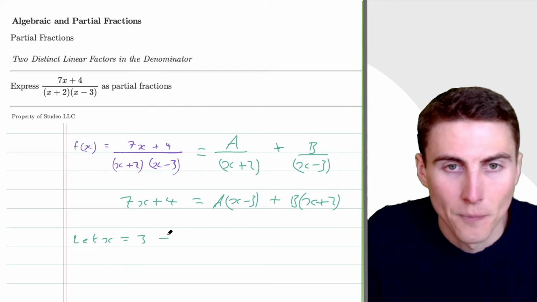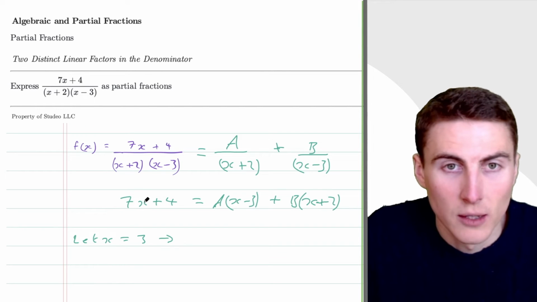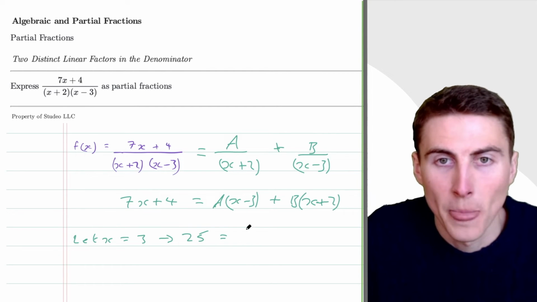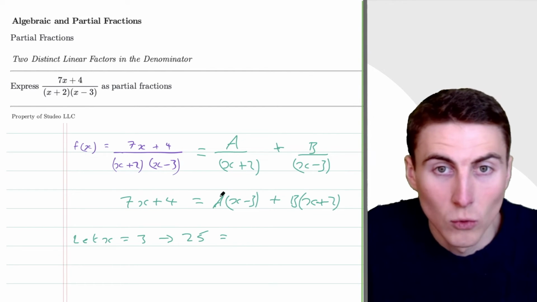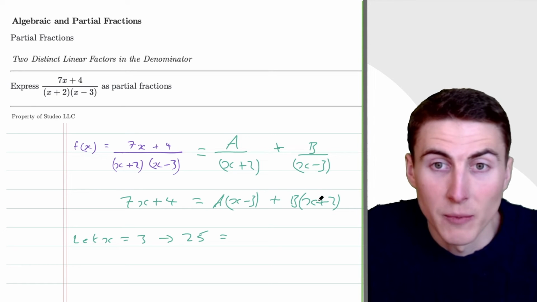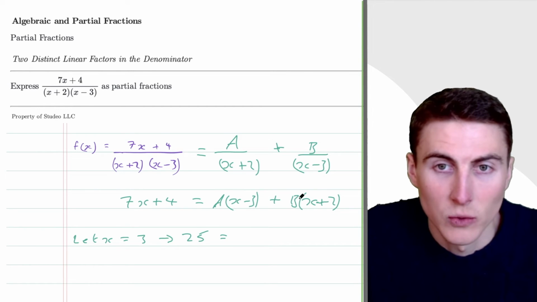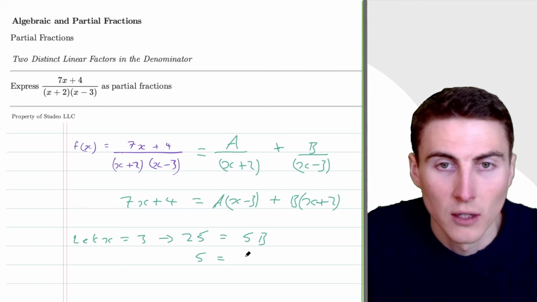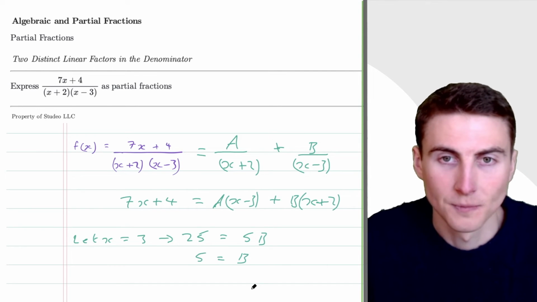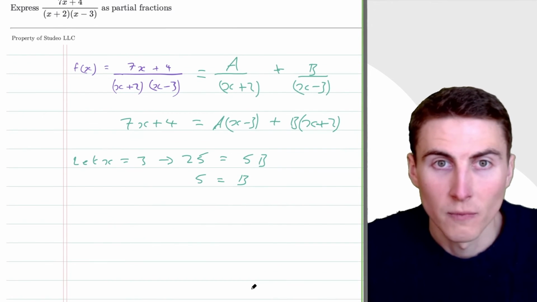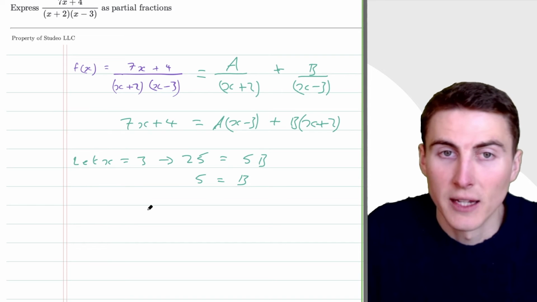So if we do that, 7 times 3 is 21. 21 add 4 is 25. So the left-hand side will be 25. Over here, this will all cancel out. And this bit here, 3 add 2 is 5, so we get 5B. And that tells us that 5 is equal to B. And that's it. So now we found B, we need to find A.